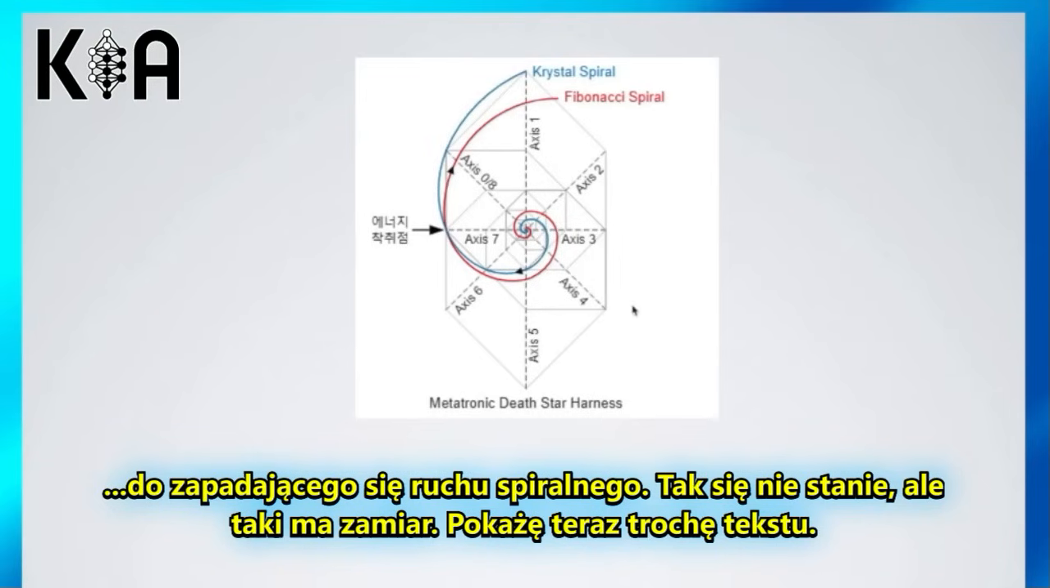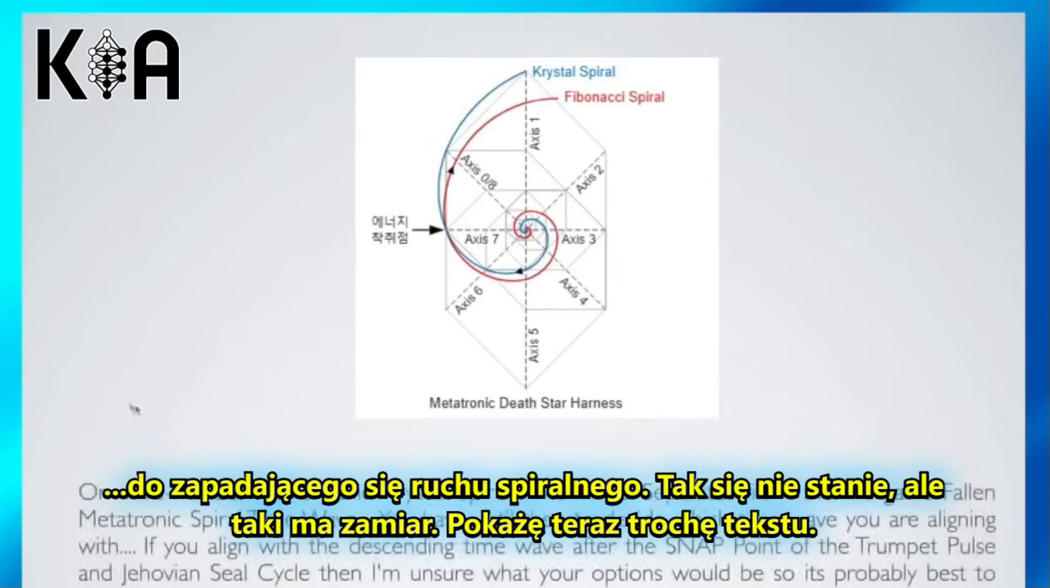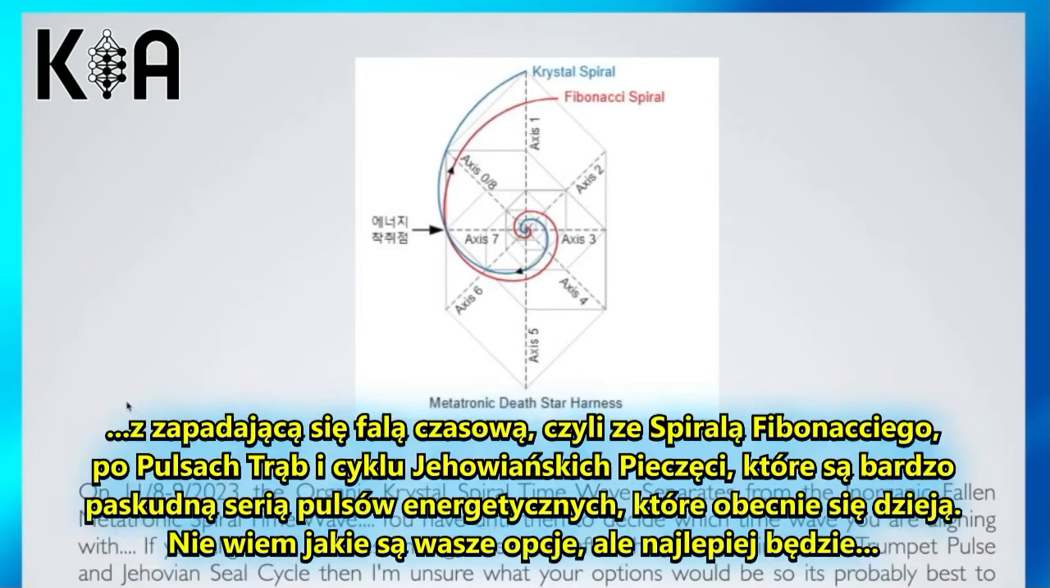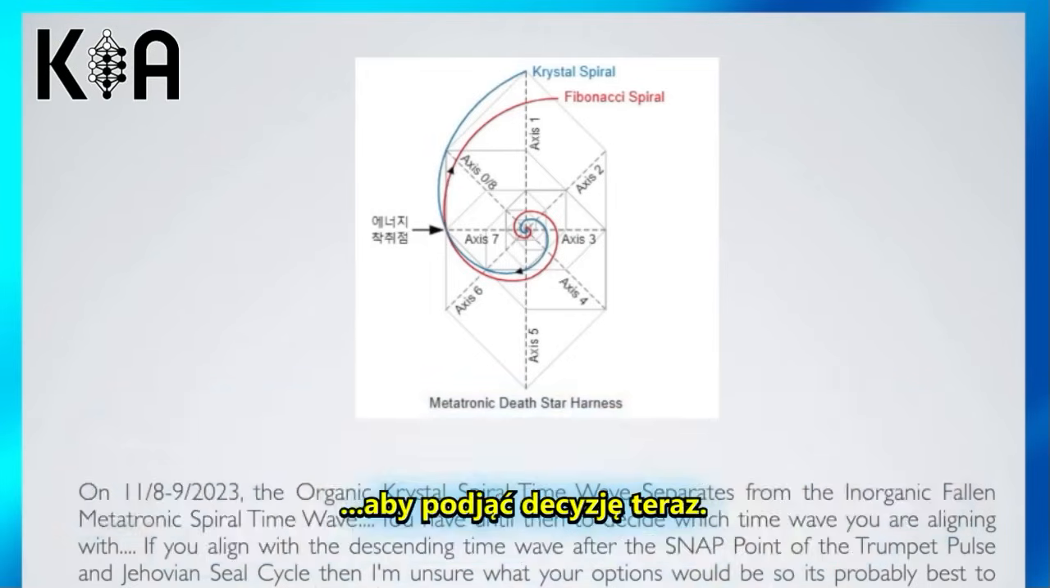Okay, so I'll just put this little bit of text up. On the 8th and 9th of November 2023, the organic crystal spiral time wave separates from the inorganic fallen metatronic spiral time wave. So you have until then to decide which time wave you are aligning with. If you align with the descending time wave, which is the Fibonacci spiral, after the snap point of the trumpet pulse and Jehovian seal cycle, which is a whole series of nasty energetic pulses that are happening at the moment, then I'm unsure what your options would be, so it's probably best to decide now.